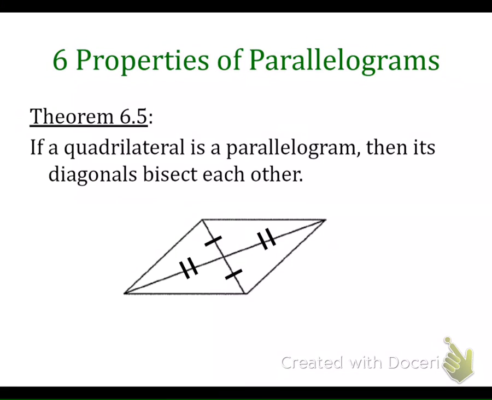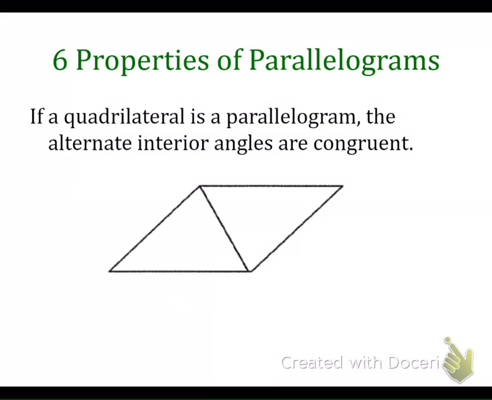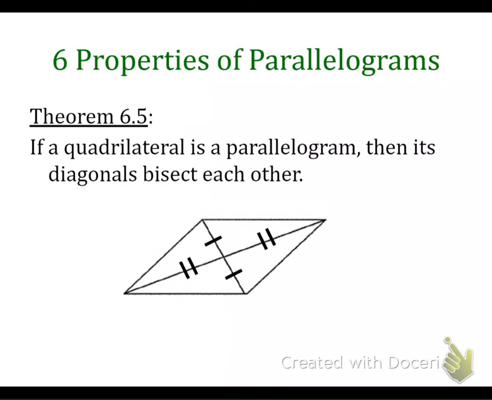If a quadrilateral is a parallelogram, then its diagonals bisect each other. Okay? So a bisector splits it in half. So this side will be congruent to this side. So if the top half is 3, what's this side right here? 3. If this is 10, what's the right side? 10. That's what that is saying.